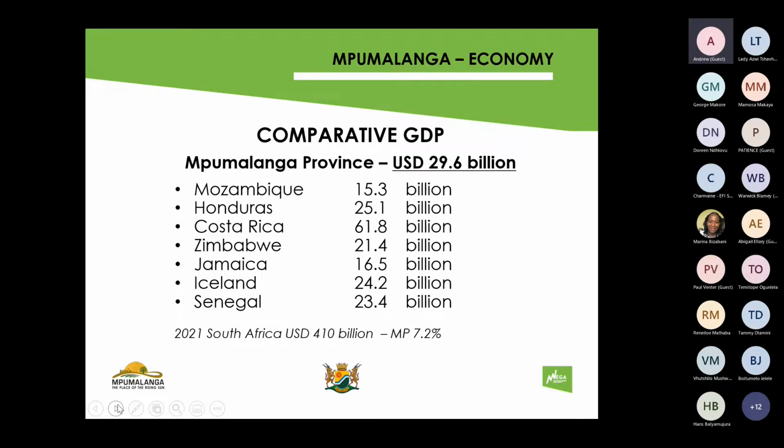So to start off, I want to just give you a little bit of an economic perspective around the province and put it in context. Our comparative GDP last year was 29.6 billion rand. If we compare that to some other markets like Mozambique, Honduras, for instance, which is closer to the US, and Costa Rica, we are more or less equivalent in size. We appreciate that the size of our provincial economy is quite small compared to some of our counterpart states in the USA. But in our region, we are generally quite a strong economic base. Next one, thank you.